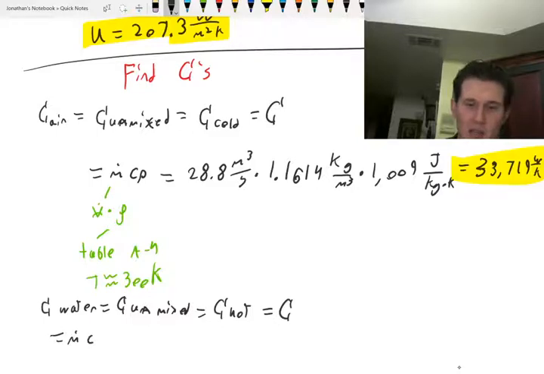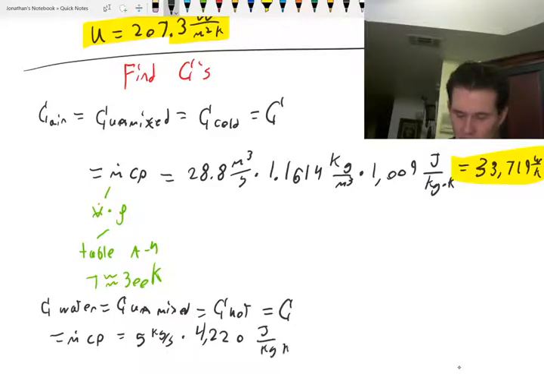Same process, m dot Cp. So it is 5 kilograms per second. And remember, this Cp here is a lot larger than that Cp for air. So it takes a little more energy to change the temperature of water than to change the temperature of the air. So when we calculate it out, we get 21,100.